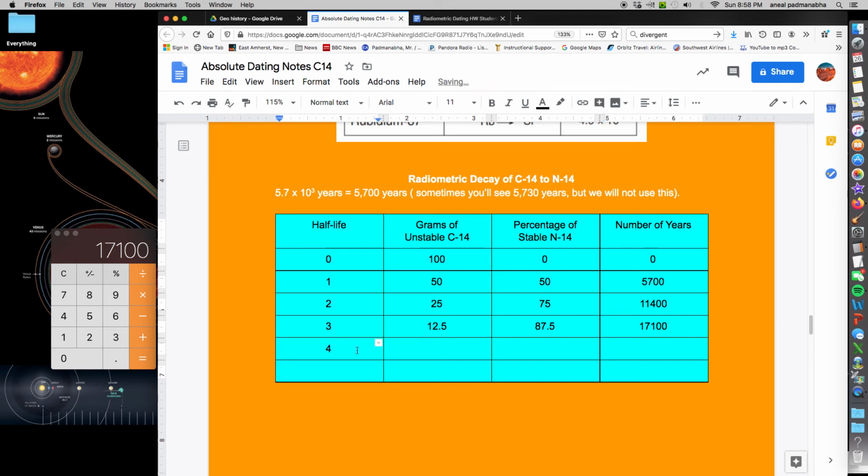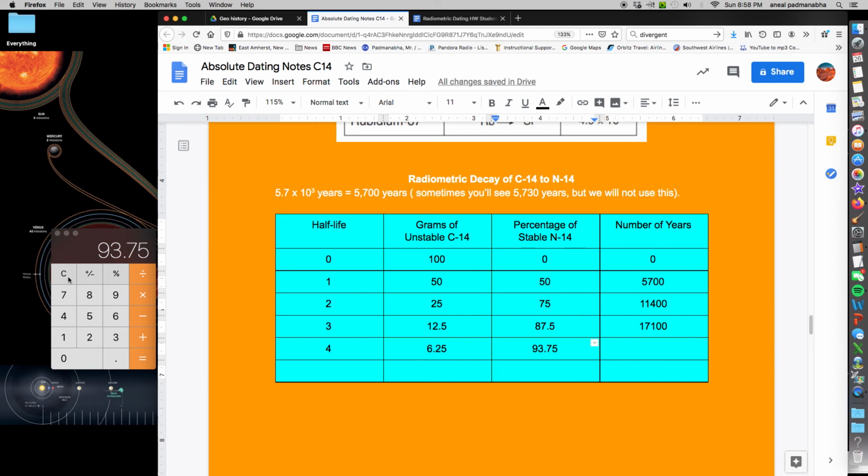After the 4th half-life, so now we take half of 12.5. So 12.5, we're going to divide that by 2. That's going to give us 6.25. So 6.25 grams of what we have left. Whatever has decayed or disintegrated goes into the stable daughter. So if we start off with 100, and now we only have 6.25 left, that means 93.7 grams are nitrogen-14 within the sample.